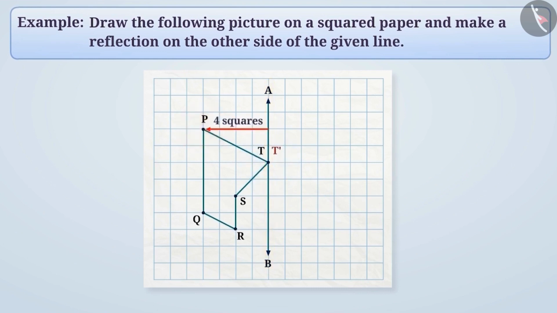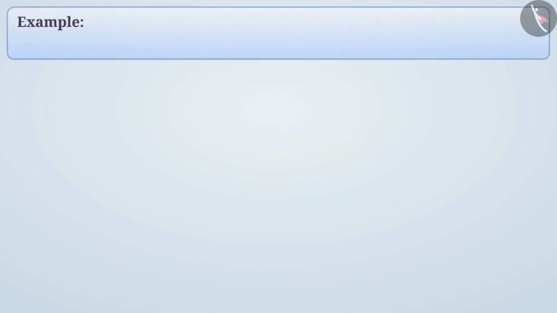Point P is 4 squares away from the mirror line and T is 2 squares below. In the same way, we will count 4 squares on the right from the mirror line and we will mark P prime, which is 2 squares above T prime. Q is 5 squares down from P, so we will mark Q prime 5 squares below P prime. Similarly, we will mark the reflection of R as R prime, the reflection of S as S prime, and the reflection of T as T prime. By connecting them in sequence, we will get the reflection of the figure as P prime, Q prime, R prime, S prime, T prime.